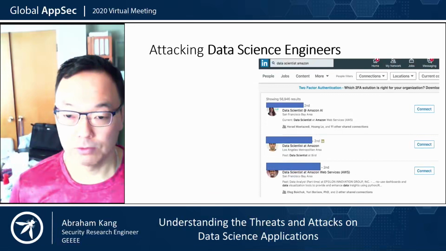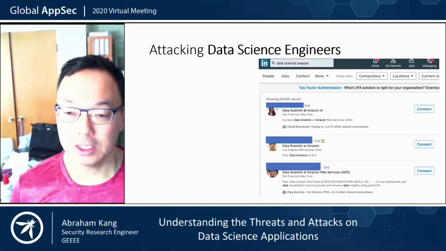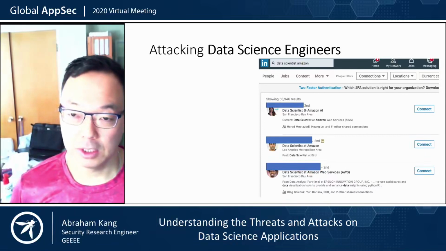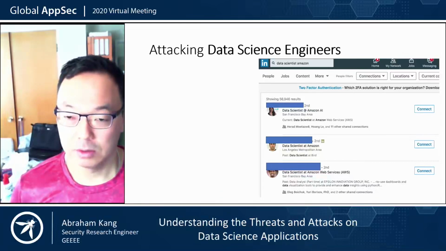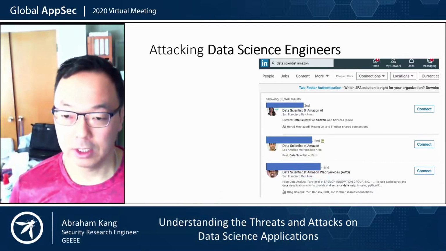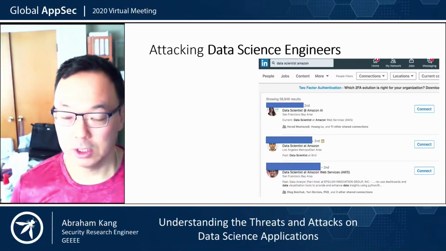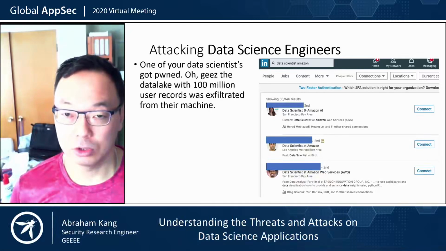The third attack surface for data science applications are the data science engineers themselves. I went to LinkedIn and I basically searched for data science Amazon, and you can get a lot of information off there and learn about who in the organization is basically the data scientists. And the data scientists have access to reams of data.